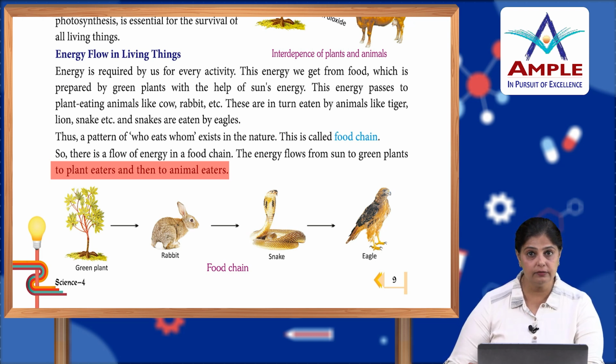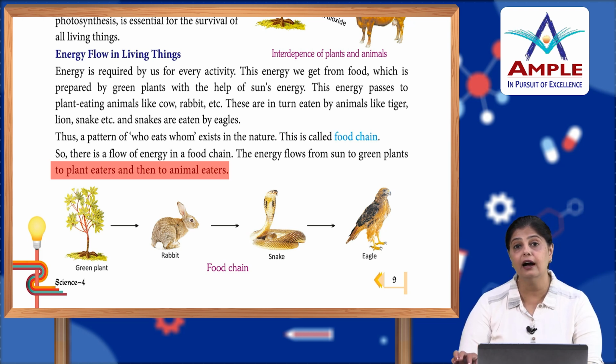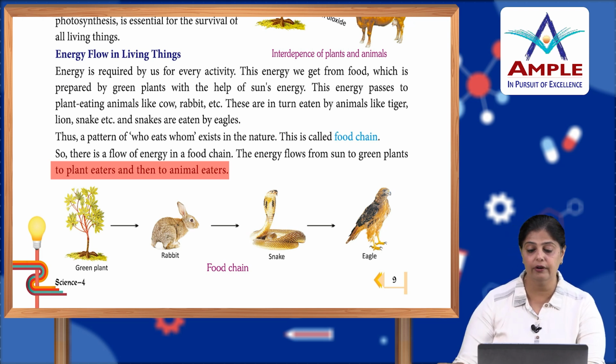Energy is utilized from the sun by the green plants. Now, green plants are eaten by the plant-eating animals and then the plant-eating animals are eaten by the animals who eat other animals. All right. So, this is the food chain.